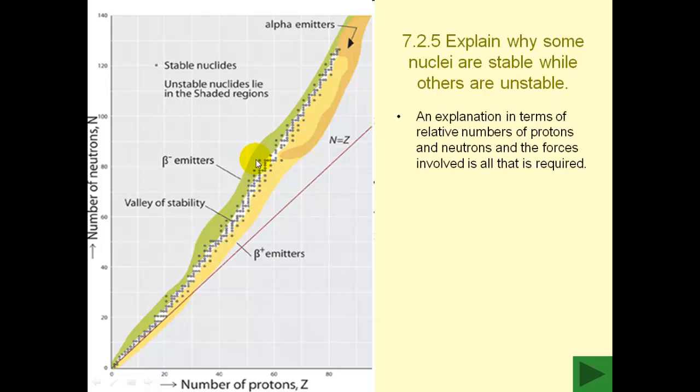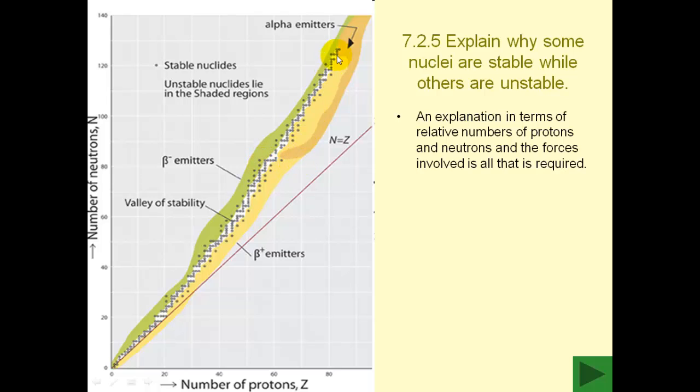If we're at this point here, we have probably too many neutrons, so we have to move in this direction. What will happen is that a neutron will turn into a proton and will emit a beta particle. And this is what is happening here. Neutron turns into proton, and we emit a beta particle. So it goes from there to there: 1 neutron less, 1 proton more.